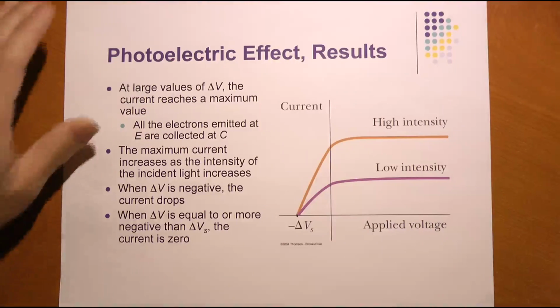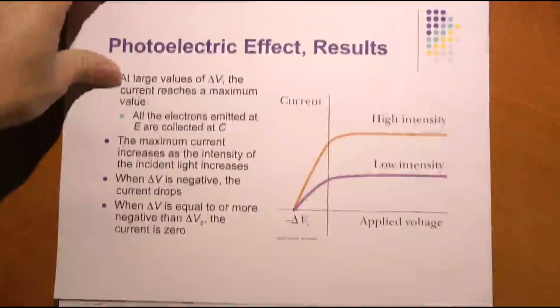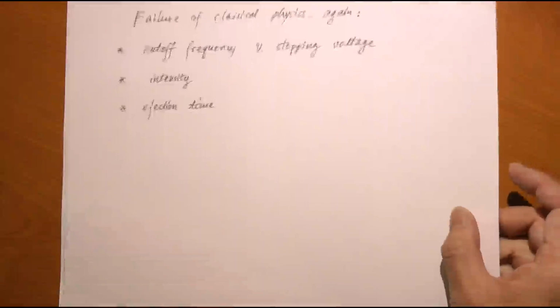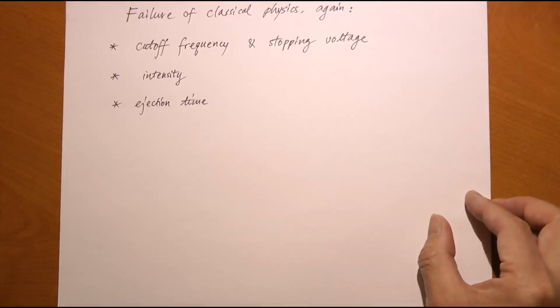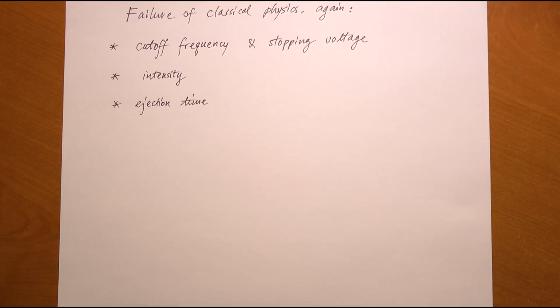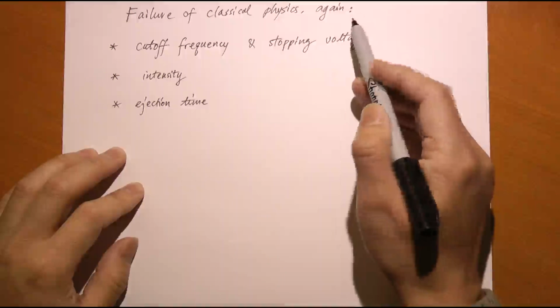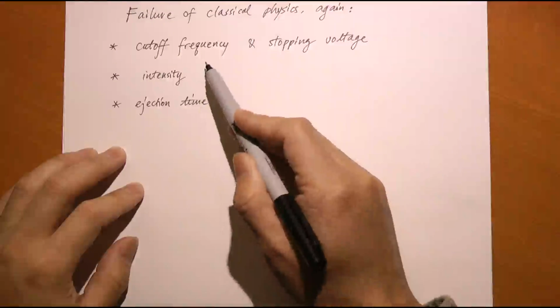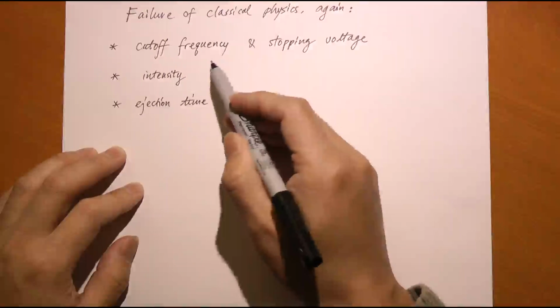But here we go again. The frequency of the light seems to have to do with the energy of the light, just like in the case of black body radiation. So again, we have a failure of classical physics in this experiment. Let's look at where it fails.